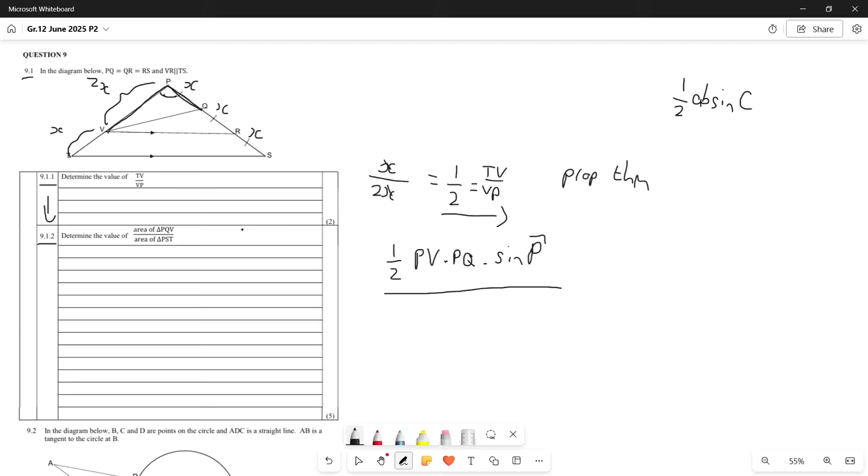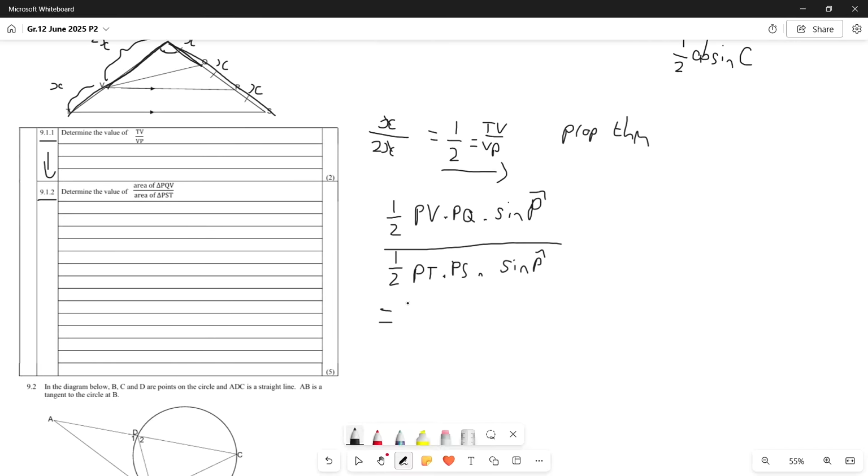So if we then go ahead and set up the area of triangle PST, we have half as well, because that is our formula. And then what we're working with in PST, PT over here times by PS over there. Cool. And then once again, it is this whole side here and this whole side here, which means we're working with sine of P over here as well.